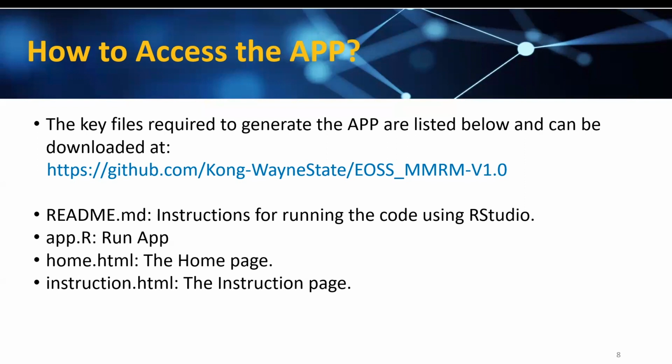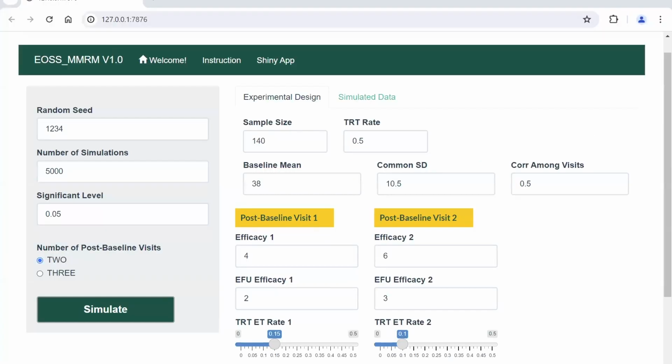In order for us to explore the app later, first we need to know how to access it. The files required to generate the app are listed in the link below. Please follow carefully the README instructions for running the code using RStudio. The home page will appear when the app is run in R. Here, we provide detailed descriptions of input variables and stepwise directions to specify the simulation parameters in the user interface contained in the Shiny app page.